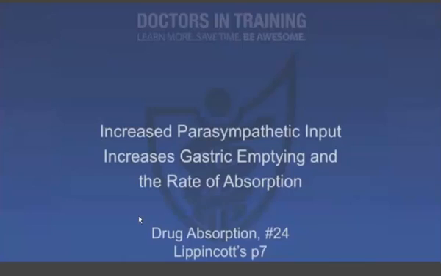If you have increased parasympathetic input, that's going to increase gastric emptying, and that's going to increase the rate of absorption because the drug is going to move from the stomach into the duodenum and have time to be absorbed.